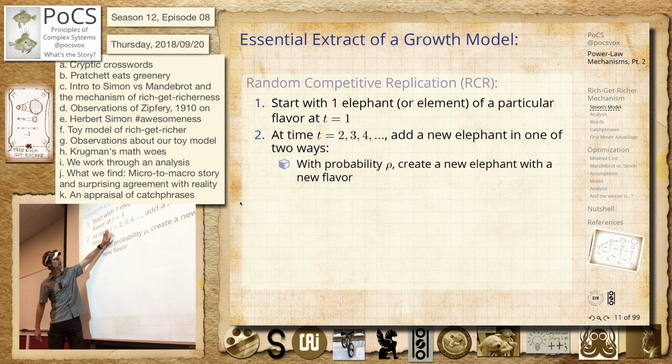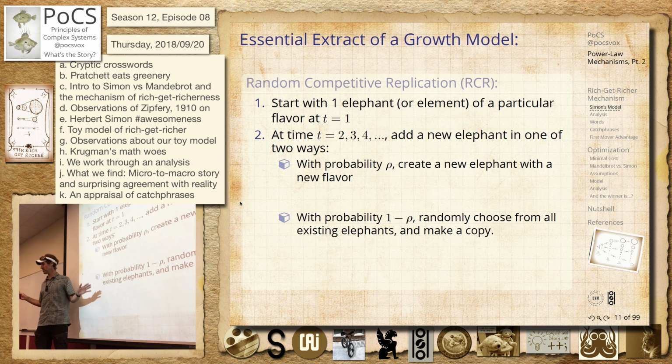So we're going to add a new one, and it could be a new word, or we create a new city, or we add a new elephant. There's going to be something about the cities versus the individuals, and we have to get that right. So with probability rho, it's going to be a new elephant with a new flavor. That'll be a new city. We're going to put our person in a new city. Or it's going to be a new word that we haven't seen before.